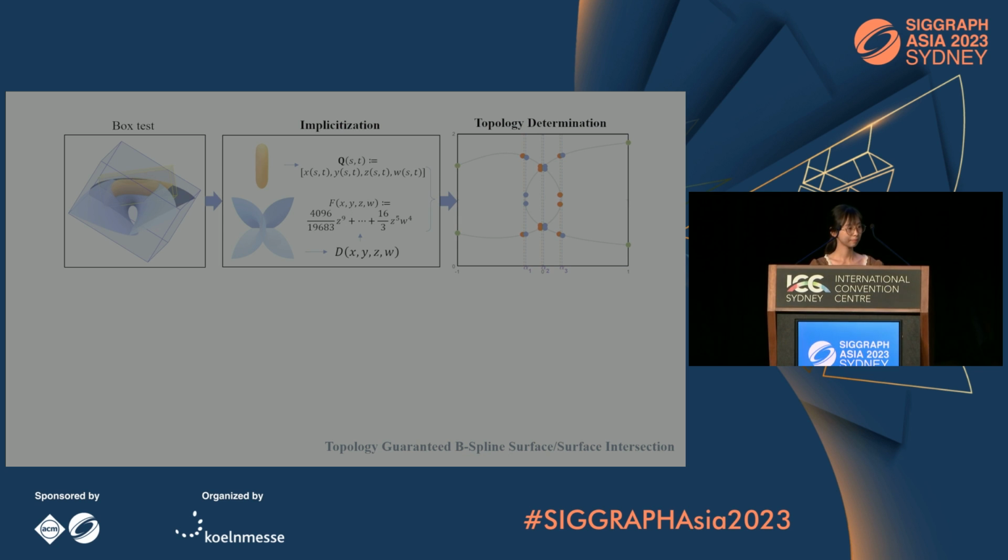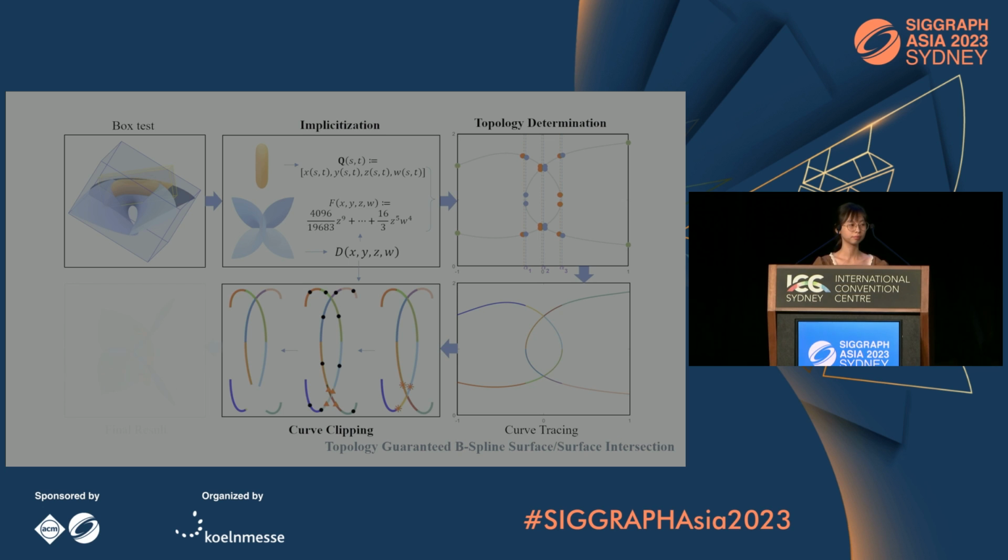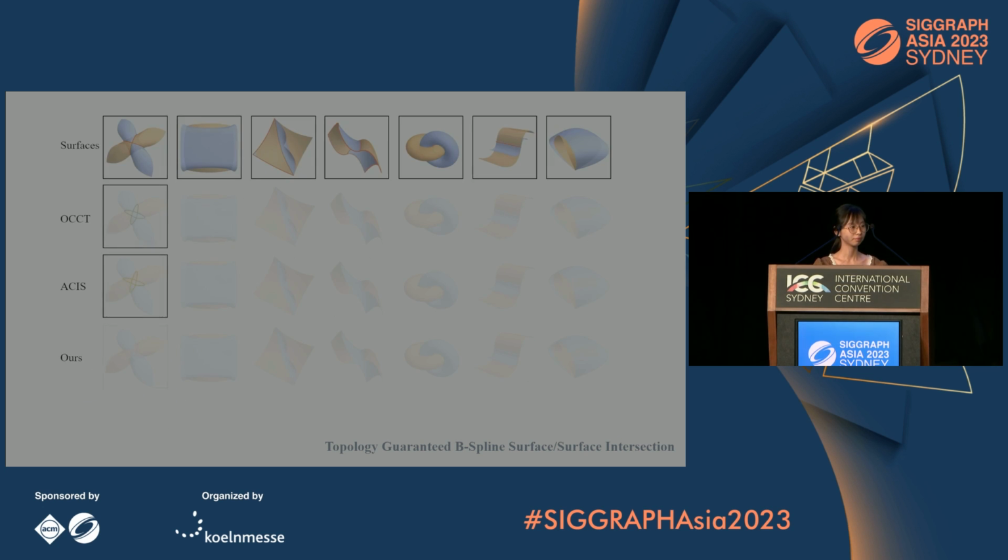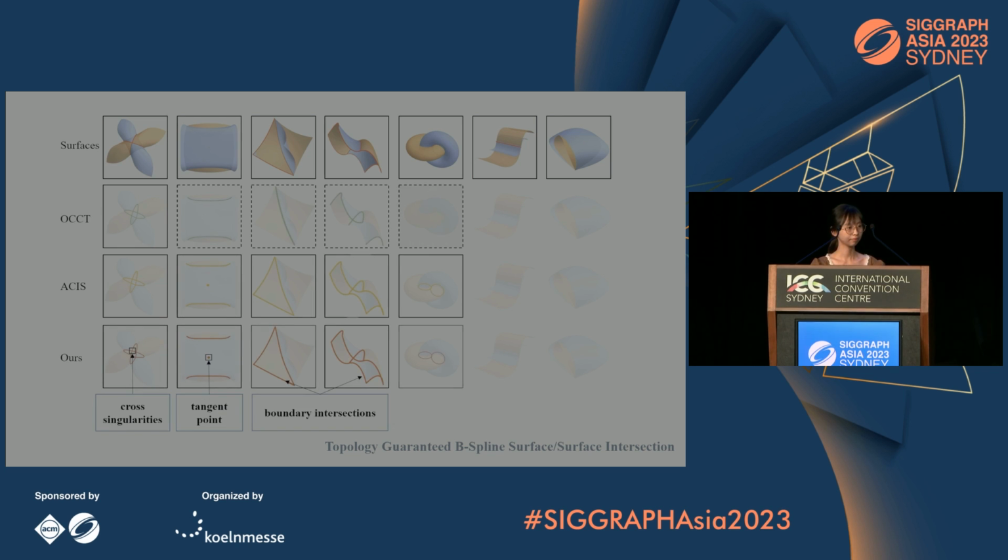Then, we compute the intersection curve in 3D space and clip it to the parametric domain. Our algorithm well treats all types of intersection topology with practical efficiency, including cross-singularities, tangent points, boundary intersections, tangent curves, high-order contacts, as well as several isolated singular contacts.